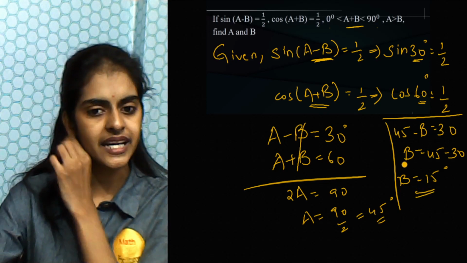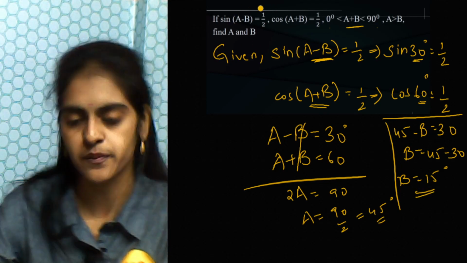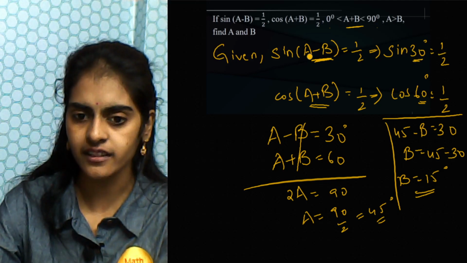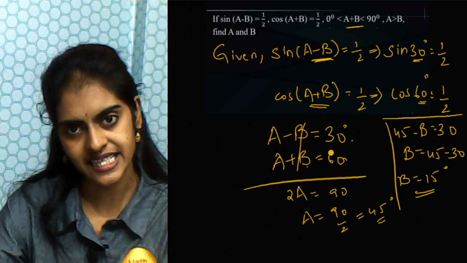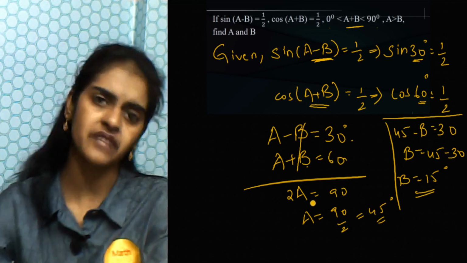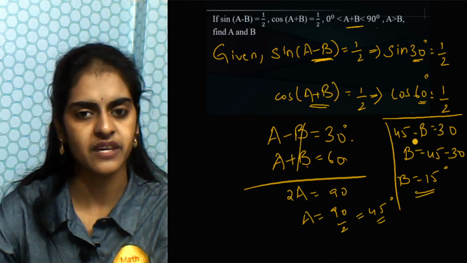Okay, simply, given the value you will see for which angle it is 1 by 2. I'm just comparing those two and saying a minus b is 30 and a plus b is 60, and simple equations we have learned in our class 7 also, isn't it? Solving, you'll get a and b values.